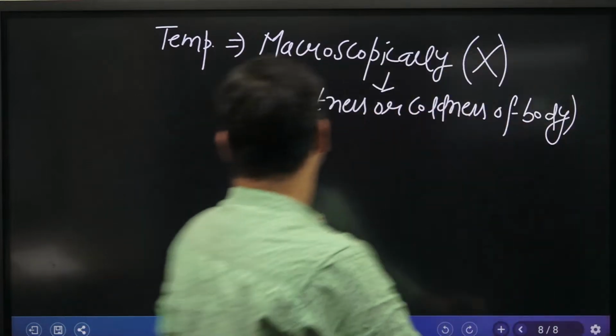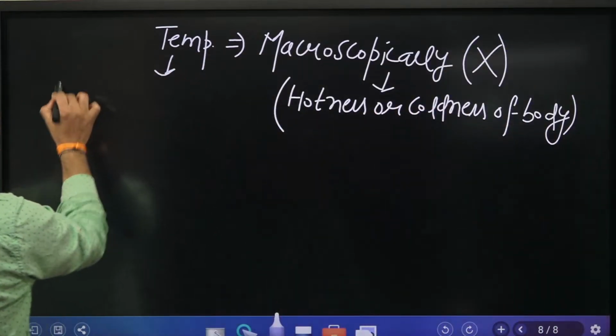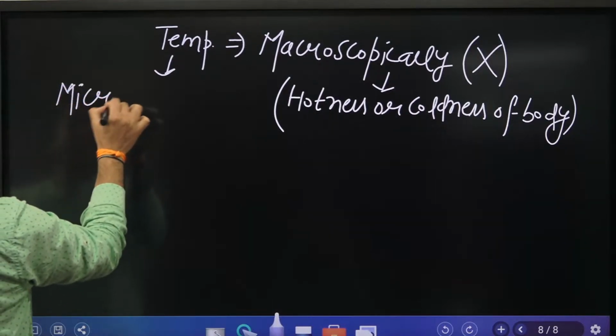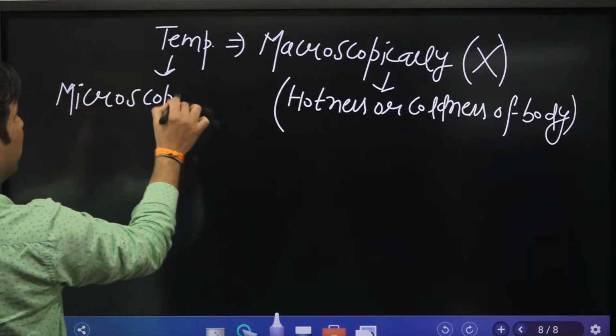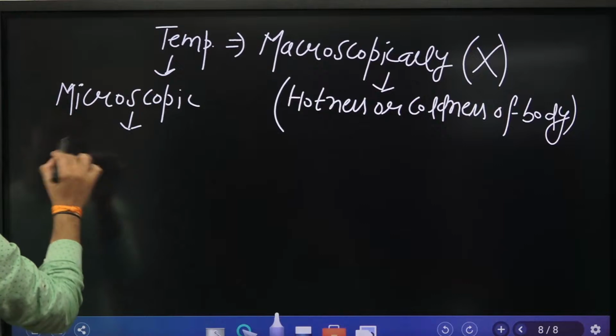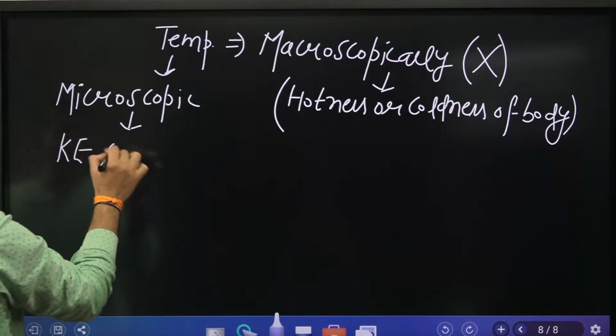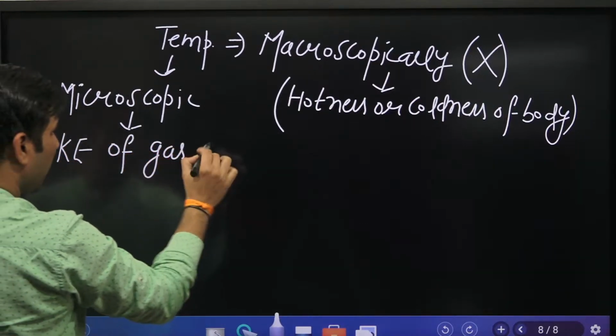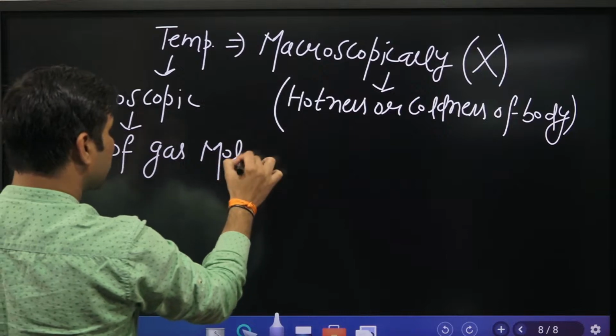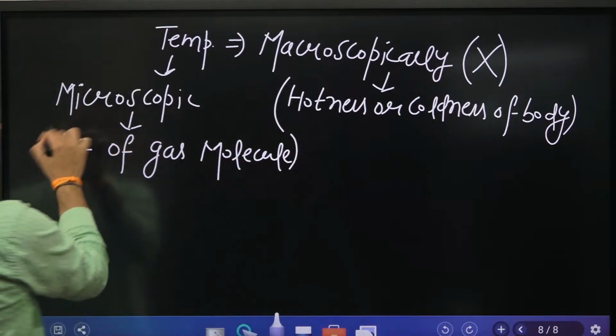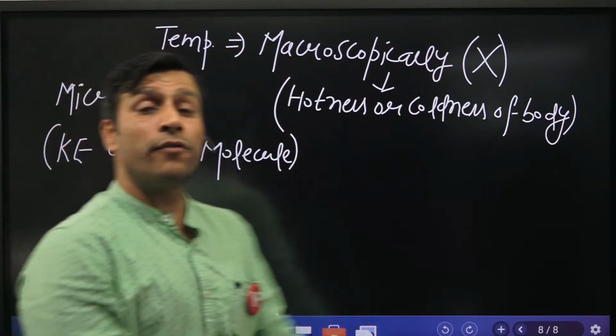In microscopic form, temperature is defined as the kinetic energy of gas molecules. How do we define temperature in microscopic form? It is defined as the kinetic energy of gas molecules. Okay, so we define temperature as the kinetic energy of gas molecules.